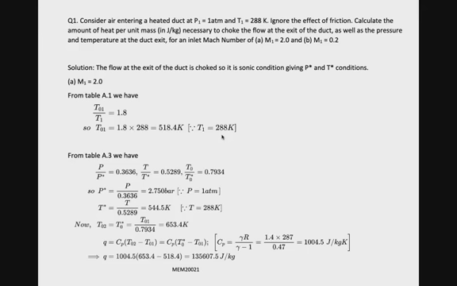Starting with this first question: consider air entering a heated duct at P1 equal to 180 kPa and T1 equal to 288 Kelvin. Ignore the effect of friction. Calculate the amount of heat per unit mass in joule per kg necessary to choke the flow at the exit of the duct, as well as the pressure and temperature at the duct exit, for an inlet Mach number of A, M1 equal to 2.0, which is a supersonic flow, and B, M1 equal to 0.2, which is a subsonic flow.